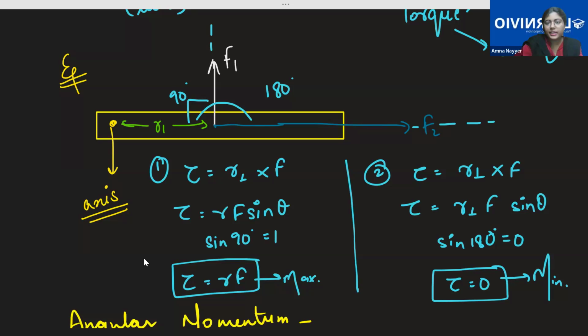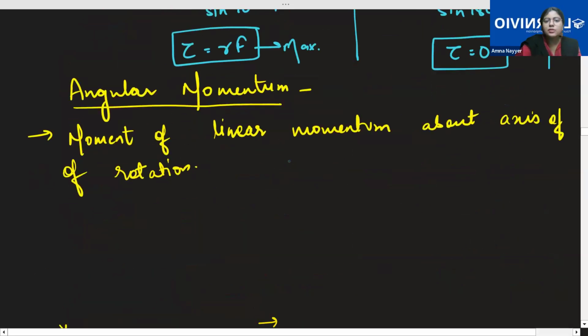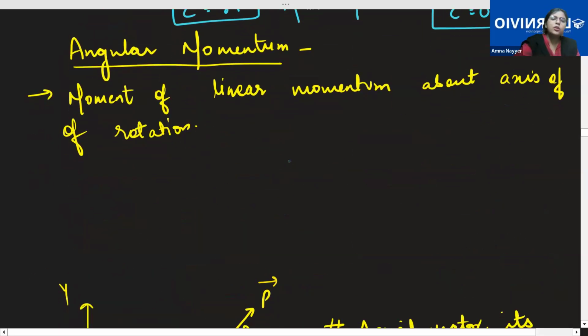Okay, coming to the next topic, which is angular momentum. So we have studied linear momentum. What was the formula of linear momentum? P equal to mv. Yes, very good, Mariam. P is equal to mv.